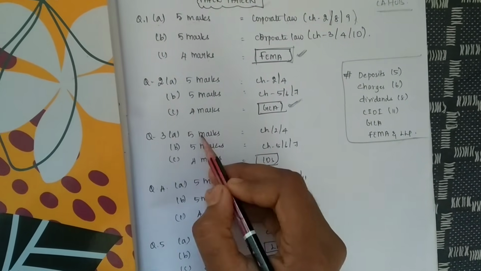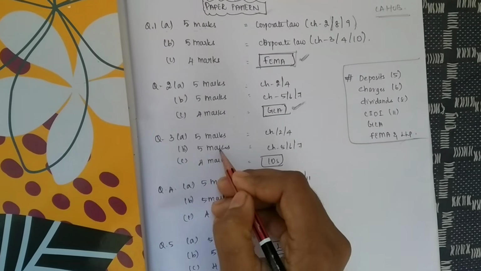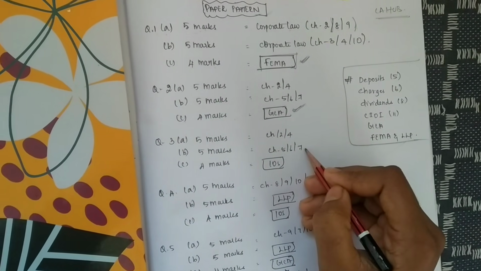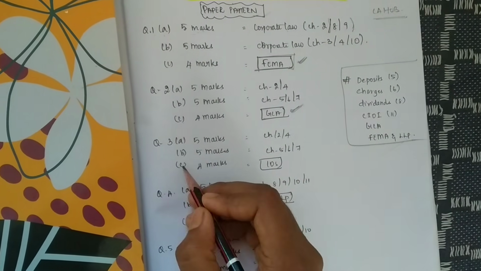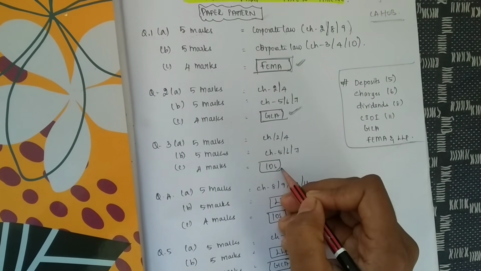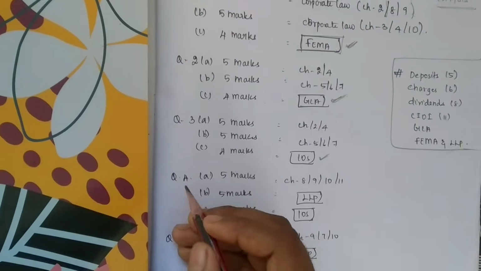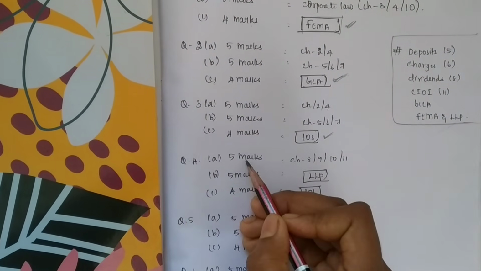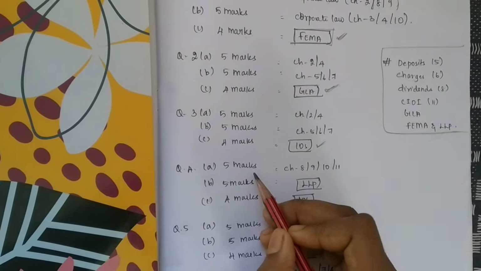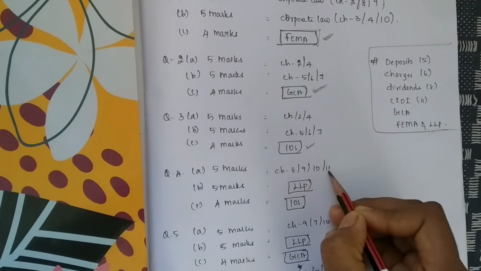Question number 3A, which is for 5 marks, that is chapter 2 and chapter 4. Question number 3B, that is for 5 marks, which comes for 5, 6 and 7th chapter. Question number 3C, which comes for 4 marks, that is interpretation of statutes. This is also a fixed question only. And now let us see the fourth question, that is question number 4, that is 4A, which comes for 5 marks. Here I am expecting the chapters could be chapter 8, chapter 9, chapter 10 and chapter 11.